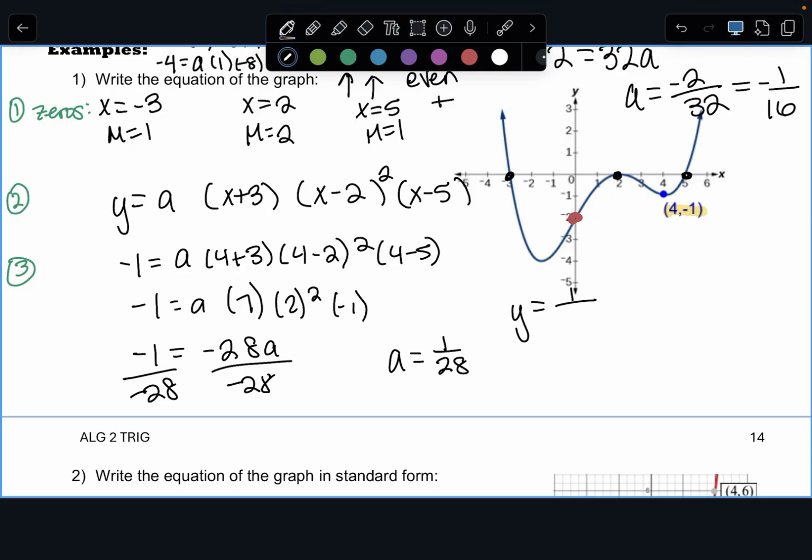So last step is just rewriting this. So 1 over 28 times everything I had up here. So x plus 3, x minus 2 squared, and x minus 5. And that is our final answer.